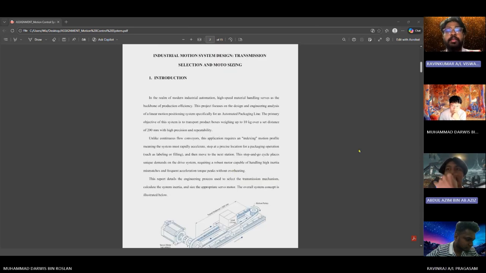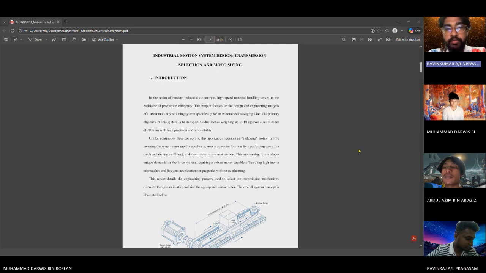In the realm of modern industrial automation, high-speed material handling serves as the backbone of production efficiency. This project focuses on the design and engineering analysis of a linear motion positioning system, especially for an automated packaging line. In this project, what we want to transport is a box weighing up to 10 kg, over a set distance of 200 mm, with high precision repeatability.